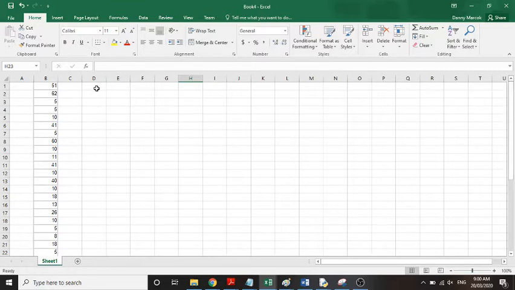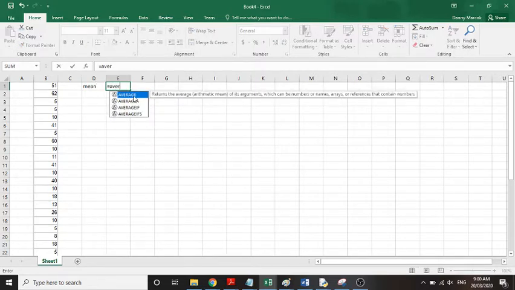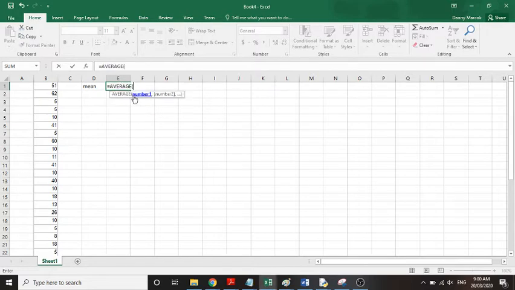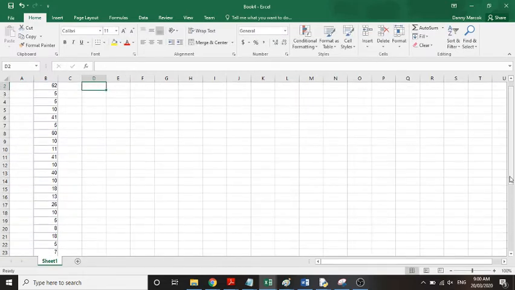So to find the mean, I'm just going to write the mean is here, and I'm going to say equals average. That's what I'm selecting. And now it's telling me the numbers, and I'm just going to select these numbers all the way down, and close that off. So our average for this set of numbers is 21.18.